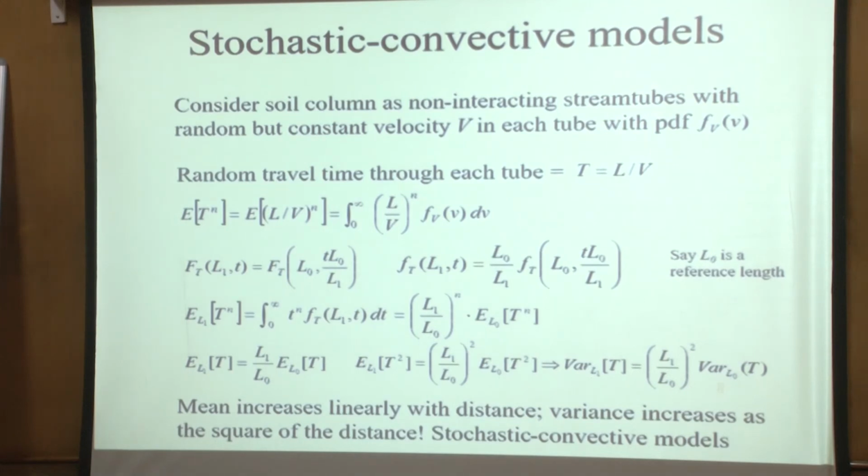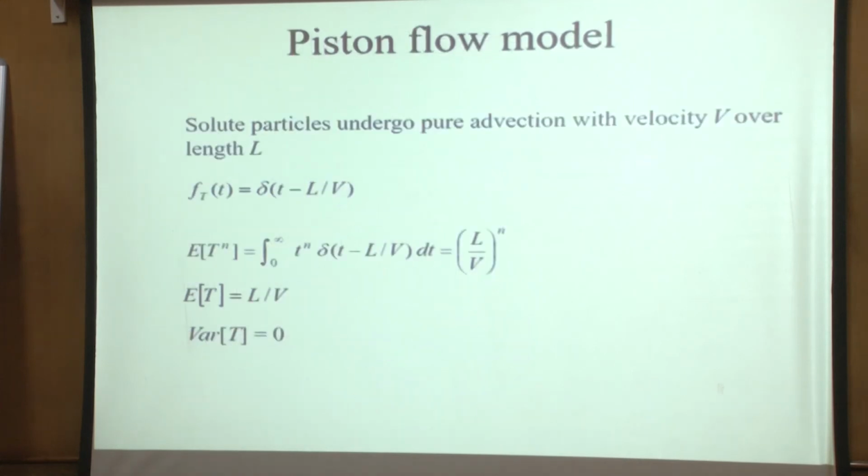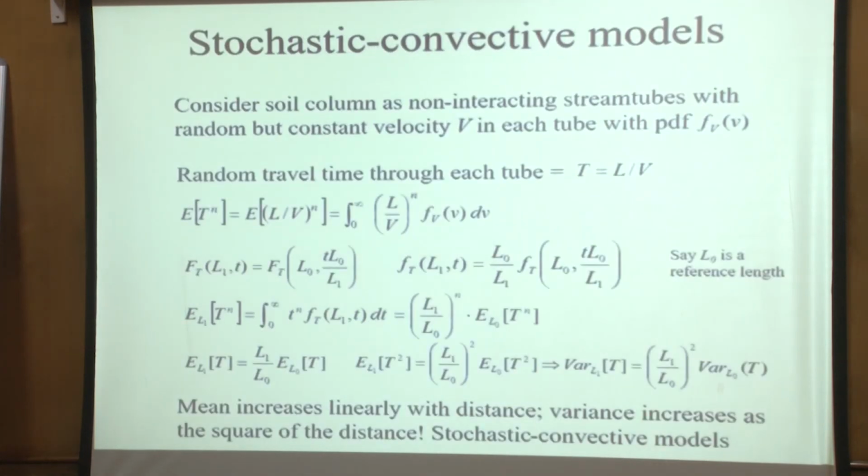So what this shows is, if I change my length, that means as the column length increases, the variance increases as the square of the distance. Okay, so I want you to compare this to the ADE model, where the travel time variance was increasing with L linearly. So fundamentally, they are two very different models. They come from very different considerations. Can anybody guess or try to estimate why that is so? Because then you'll have to understand what is happening in each model.